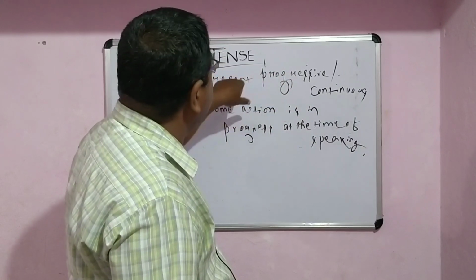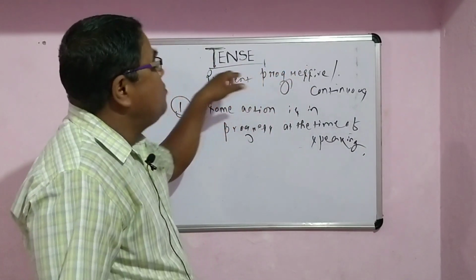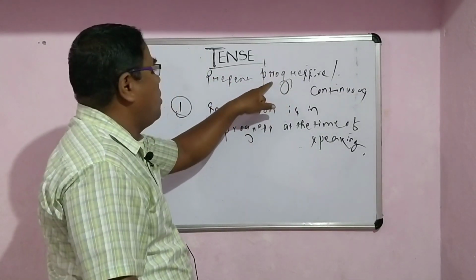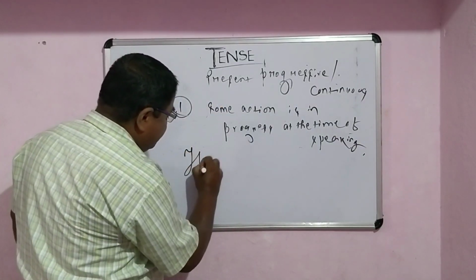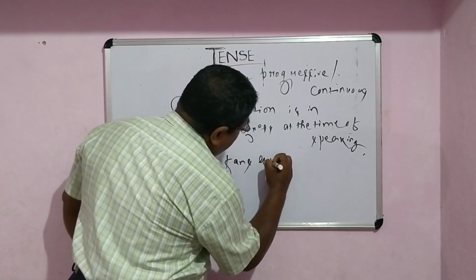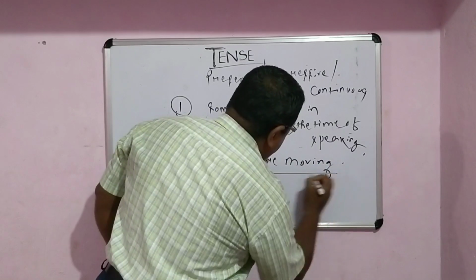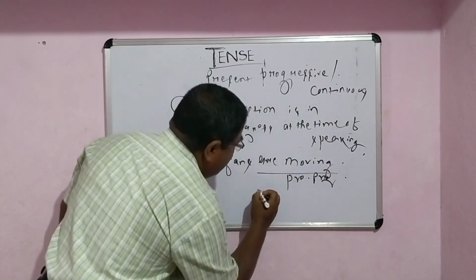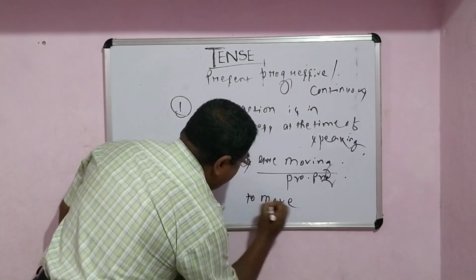You simply try to understand the importance of present progressive, particularly from the title itself. It is called present progressive because the action is in progress at the present time. If I say the fans are moving, what is the present progressive here? Are moving is the present progressive. This are moving comes from the verb to move. The root verb is to move.